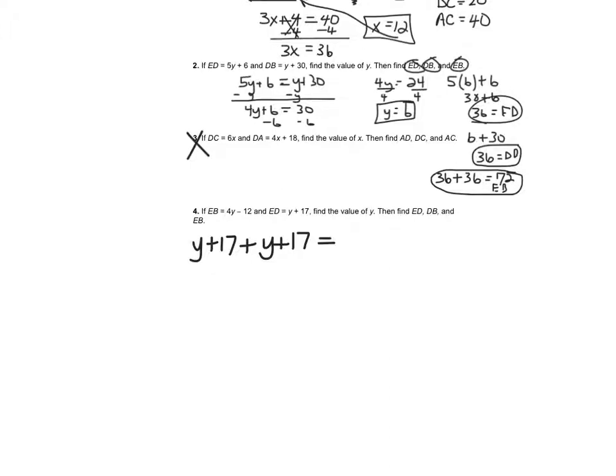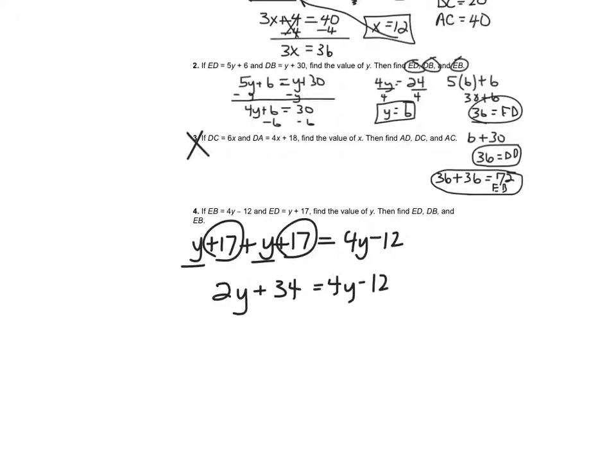equals the whole, which is 4y minus 12. If you look at the left side of the equation, we can combine some like terms. We've got y and a y, that's 2y. We've got a 17 and a 17, since they're both adding, we're going to add those two together. We're going to get 2y plus 34 equals 4y minus 12. And then we can try and get y by itself. So now I've got to use the subtraction property of equality. I want to get all the y's to one side, so I'm going to subtract 2y from each side. That means the 34 is the only thing that's left.